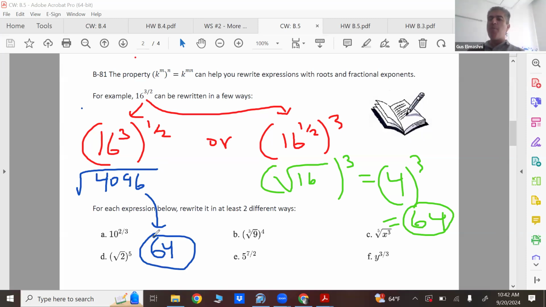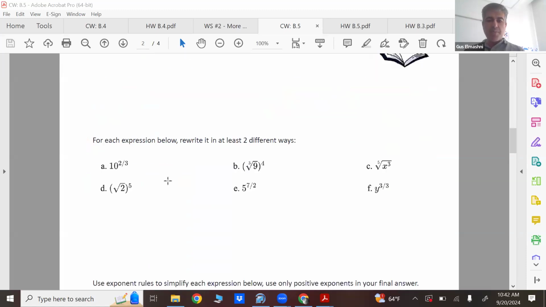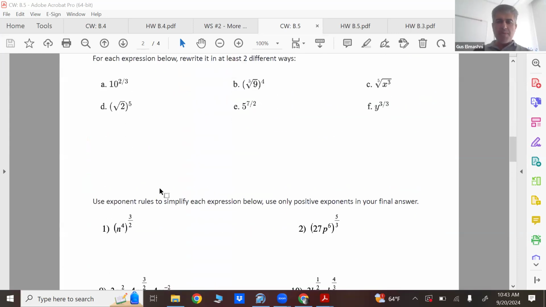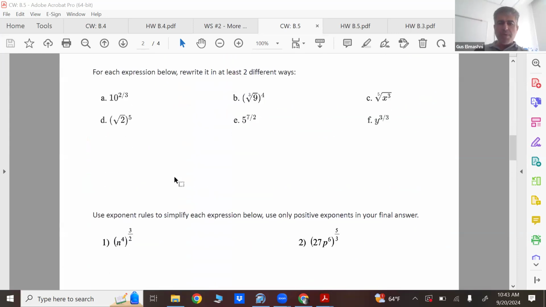So you might want to do the radical first and then the power afterwards, or the denominator first, the numerator afterwards. But it's the same thing, right? 16 cubed, 4096, square root 64. So that's how that's supposed to work. So now let's look at the examples below. So guys get some practice with that. And I think we could finish this off. So for each expression below, rewrite it in at least 2 different ways.